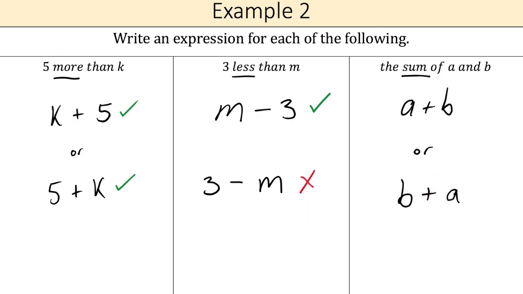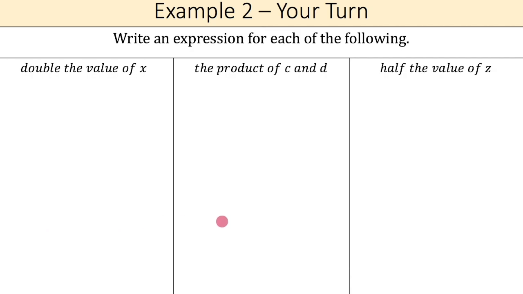So let me repeat myself. Because we have the commutative law of addition, I know that the order doesn't matter when it comes to addition. I can write a plus b or b plus a. So both of these would be a correct answer to this question. I now want you to pause the video and give these questions a go.